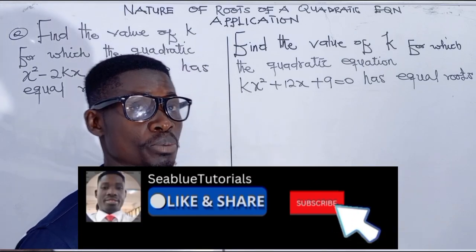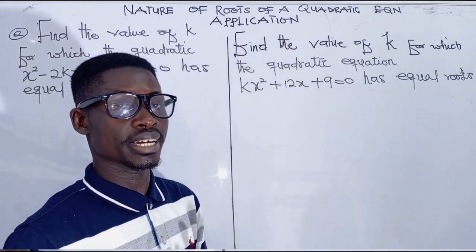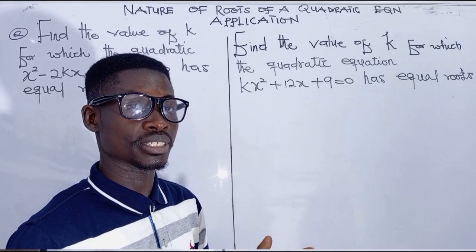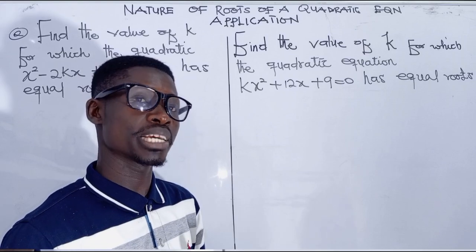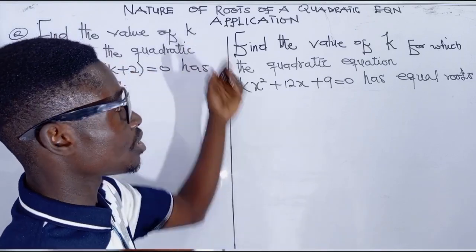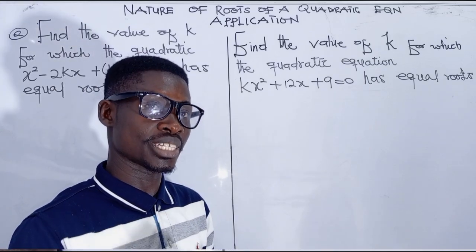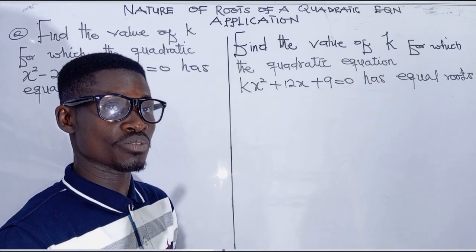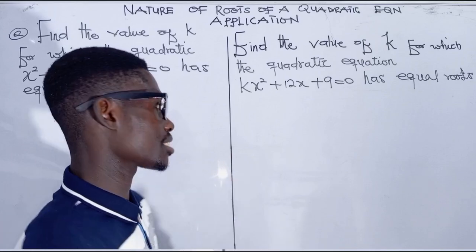Remember, we are still on the same topic, how to determine the nature of roots of a quadratic equation. And in today's lesson, we want to look at its application in solving questions. Before we start looking at these two examples on the board, let me give you a quick reminder on what we did under the nature of roots of a quadratic equation in our previous lesson. So in our previous lesson, we said that to determine the nature of roots of a quadratic equation, we make use of what we call the discriminant.